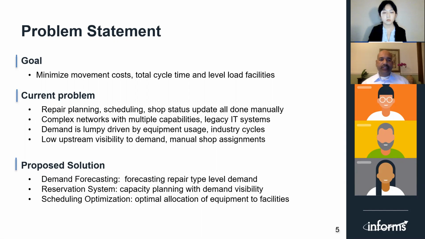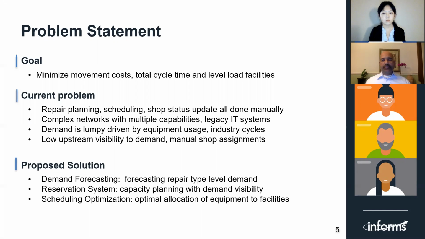load all their facilities. The current problem is mainly because of the legacy nature of these companies who provide the repair services. These are large companies, sometimes with billions of dollars in revenue. However, their planning, scheduling, status updates and other work is typically done manually, with a lot of spreadsheets, a lot of emails, a lot of phone calls. The networks themselves are very complex with multiple capabilities and legacy IT systems, and the resources have to jump across many systems to get some of the processes worked through.